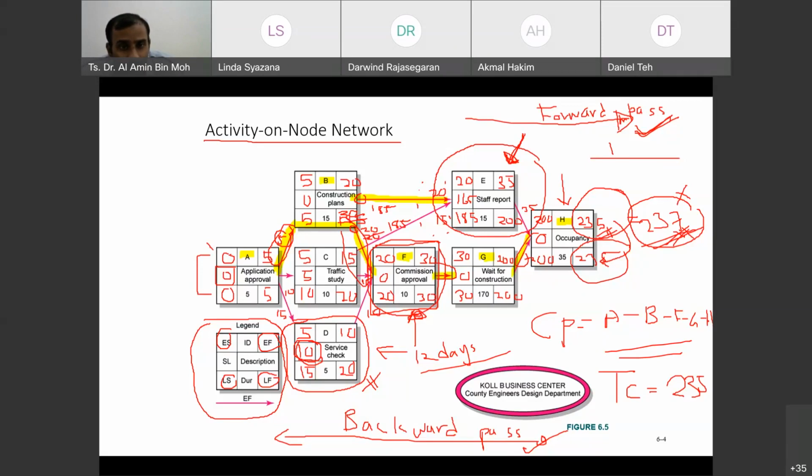Okay. Akmal Hakim, are you there? Yes, doctor. Can you help Linda? What's the slack value here for E? 165. Okay, so Linda, it is actually 165. Basically the difference between this and this, or this and this, is the same. So when it's 165, I'm asking you, what will happen if E is delayed for 100 days?